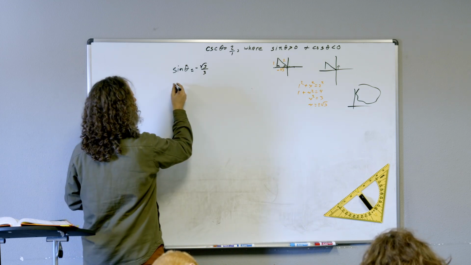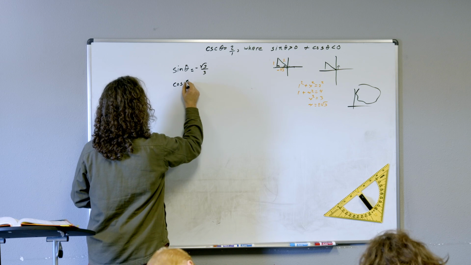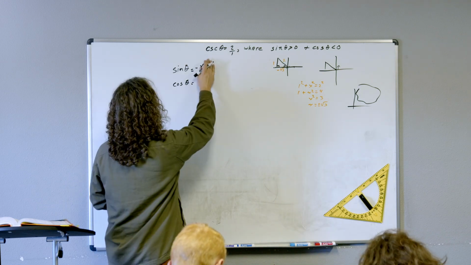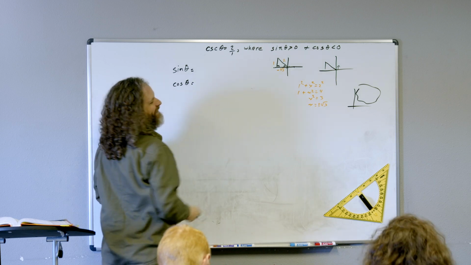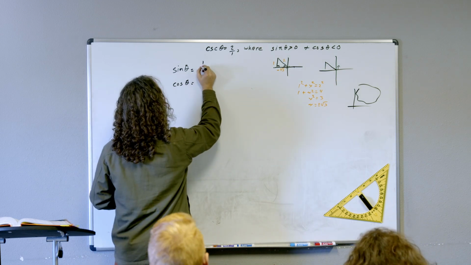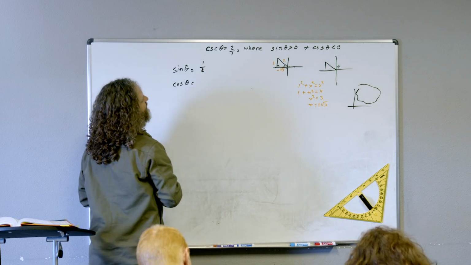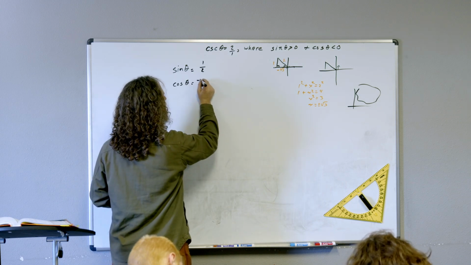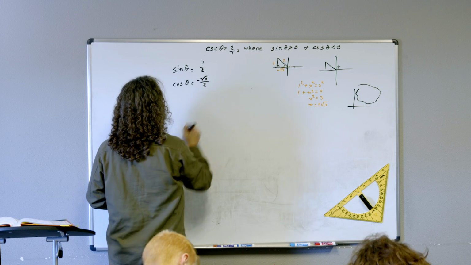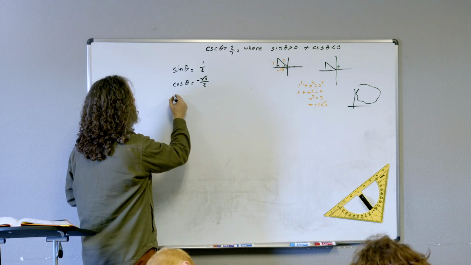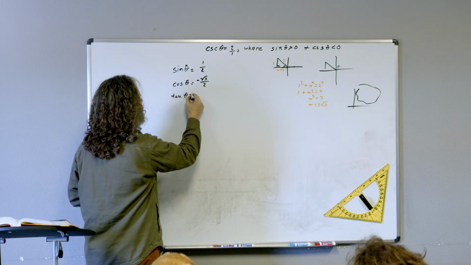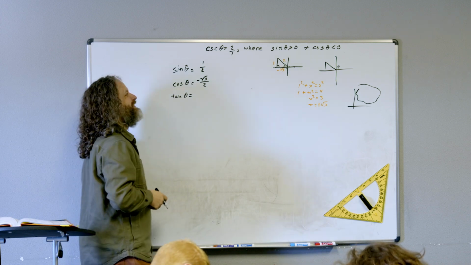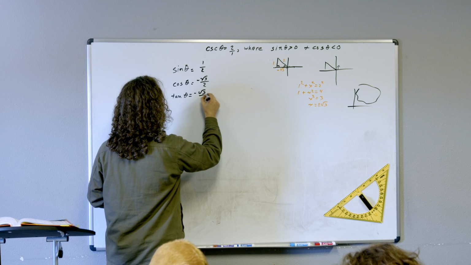Yes. And cosine. I thought it was 1/2. Oh, it is. My bad. Thank you, Aiden. Good catch. 1/2. And then adjacent over hypotenuse would be negative square root of 3 over 2. Tangent of theta is 1 over negative square root of 3, so negative square root of 3 over 3.